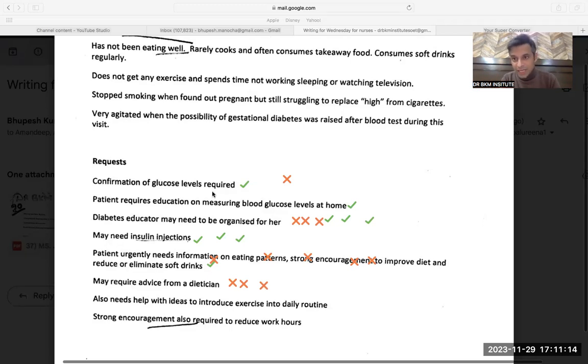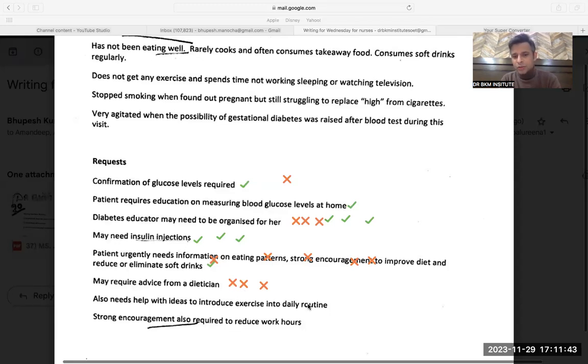So the diabetes specialist will do confirmation, and will teach the patient how to measure the glucose levels at home. Teach word. Please teach him. Diabetes educator may be required. Not a very important point. Confusing point. We will do it later on. May need insulin injection. So the diabetes specialist will decide whether the patient requires insulin injection or not. May require advice from a dietitian.